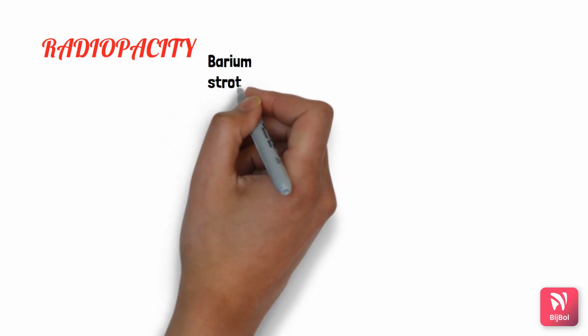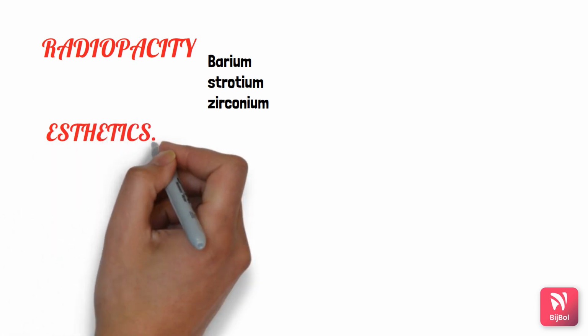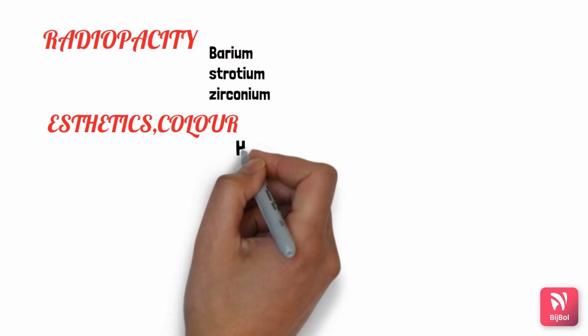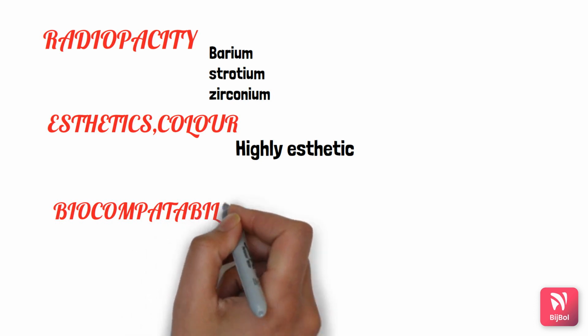Radio opacity is an important requirement for the composite resins, although the resins are inherently radiolucent. The modern composite resins have glass fillers containing heavy metal atoms like barium, strontium, and zirconium, which provide the radio opacity. Now we'll see the aesthetics, color, and color stability. The composite resins are highly aesthetic and can simulate the appearance of natural teeth. They are available in a variety of shades, tints, and opaque resins for different applications.